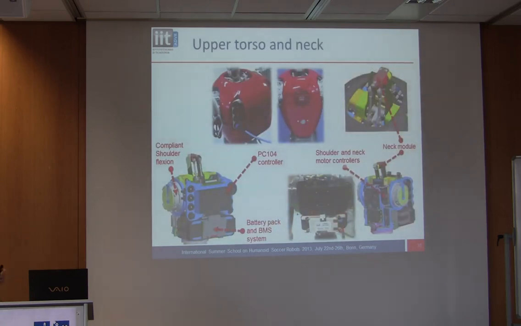The upper torso is the main part of the body. It includes the shoulder motors, the first degree of freedom, the flexion, and also all the processing units, the PC104, but also the battery and power management system. In addition, it has the components related to the neck actuation. So we have two small actuators at the top of the shoulders that implement a parallel neck mechanism to provide the pitch and the roll of the head, while the vertical degree of freedom, which performs the yaw of the neck, is housed inside the head module.